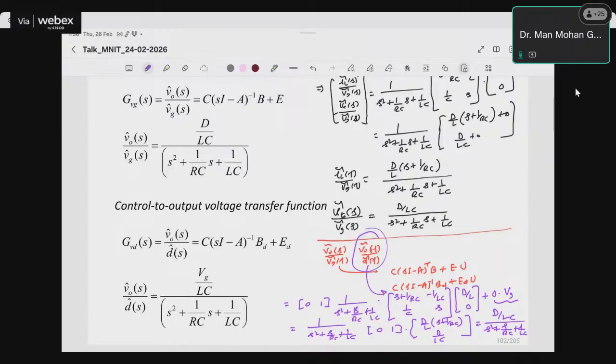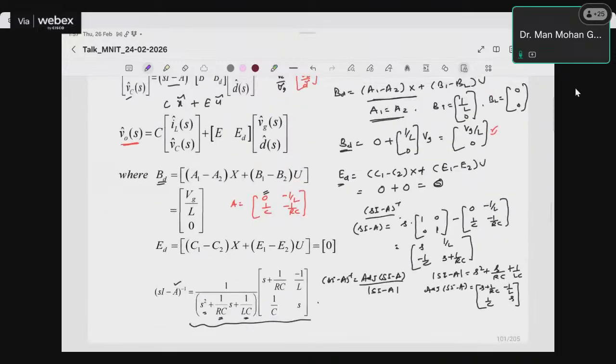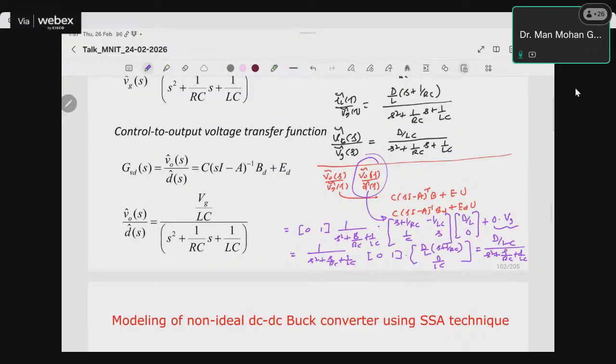Where is VG? No, this was VG upon L. There is some mistake. What is the BD? The value of BD is VG upon L, not D upon L. The value of BD is VG upon L, right? So this will be VG upon L. And this transfer function is the same as this, right?